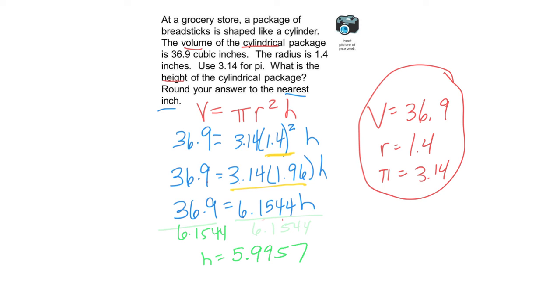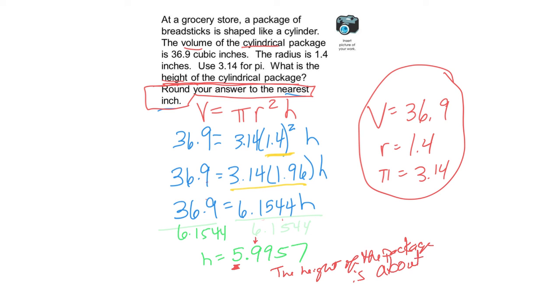I need to go back and reread what they're asking me for. Round my answer to the nearest inch. So that means I need to round to the nearest whole number. I have to look at this. 9 is going to cause that 5 to go up to 6. And because I'm rounded, I am going to have to use the word about. This is a story problem where they're actually asking me about the height of something. So the height of the package is about, around, near, approximately 6 inches, period.